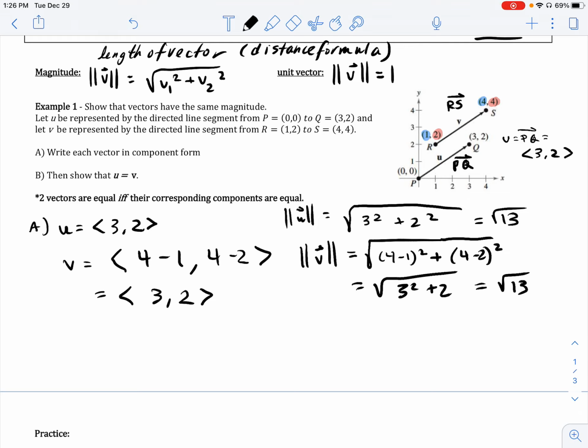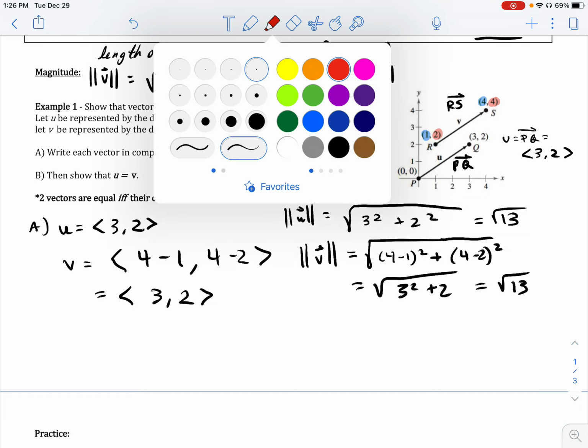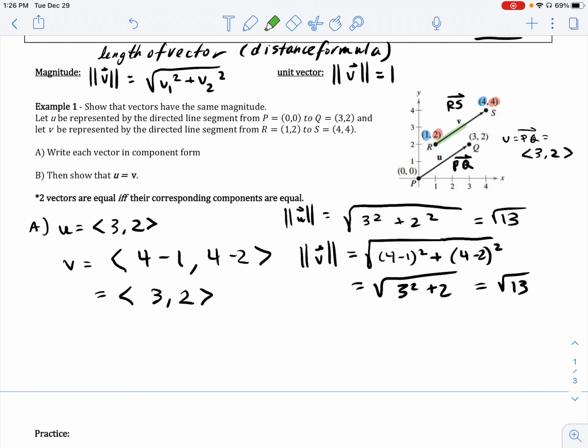Were they both in standard position? No. But if you were to move vector v into standard position, in other words, if you were to take this vector here, vector v, and just transpose it right here with its initial point being at the origin, you would see that both of these vectors have the same length and they have the same direction. And we know that because they are both ending, or its terminal point is the same spot. Both of these vectors are ending at 3, 2. So therefore, we would say that these two vectors are equal.